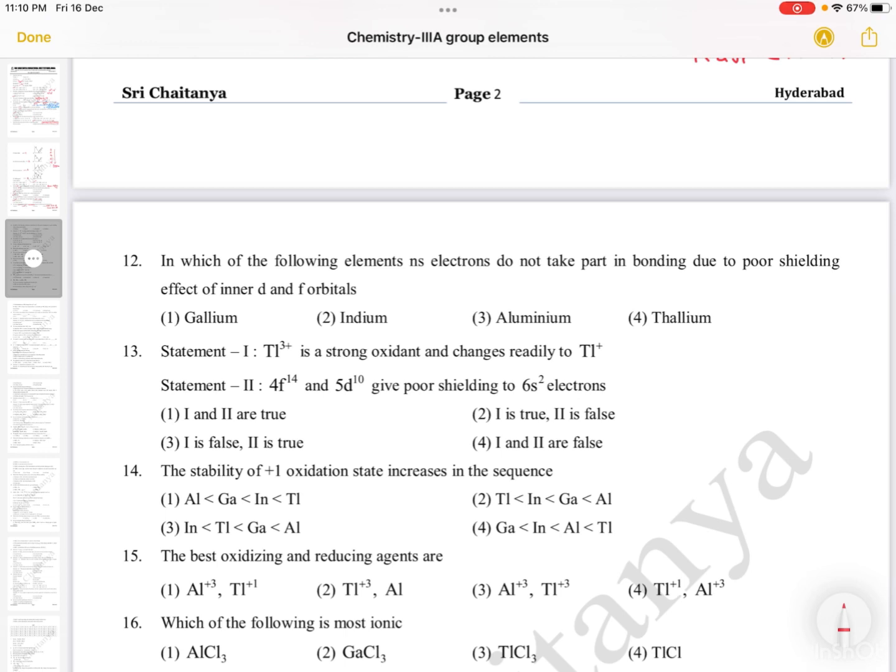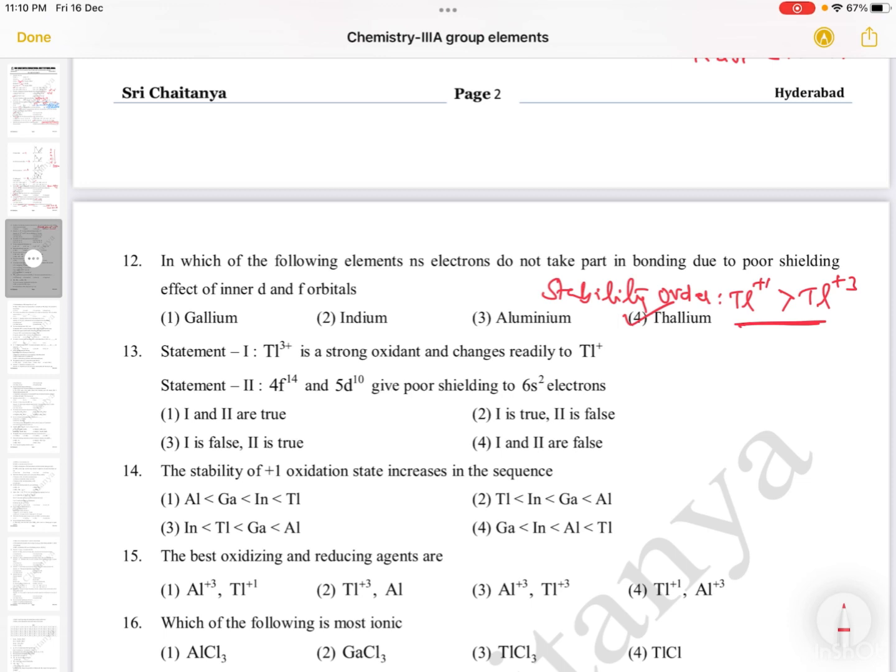Next, in which of the following elements do ns electrons not take part in bonding due to poor shielding effect of inner d orbitals and f orbitals? Both, if you consider. Right, thallium is not involving because down the group plus 1 oxidation state stability increases. So thallium is more stable with plus 1 than plus 3. This is the stability order. So because of this stability order, here ns electrons are reluctant towards the chemical reactions.